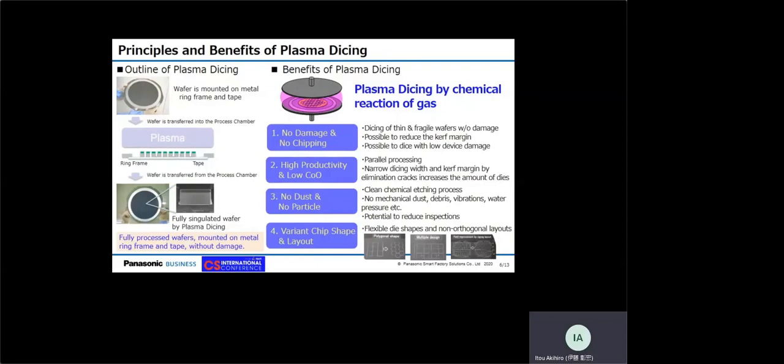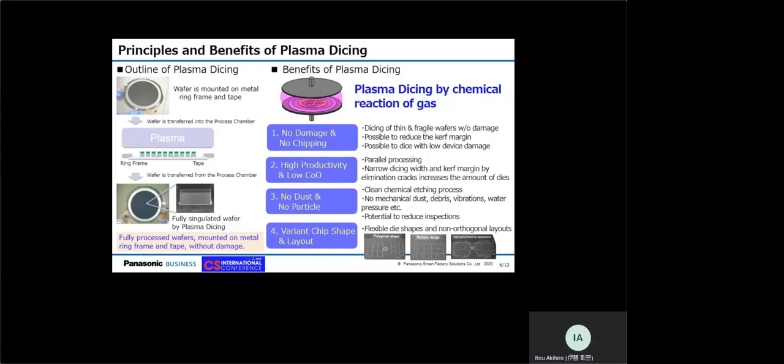The benefits of plasma dicing are shown on the right side. The plasma dicing process uses chemical reaction of gas. The first benefit is that there is no damage or chipping by using plasma dicing. The second is that high productivity and low cost of ownership are achieved. The third is that this process is dust and particle free. Finally, variant chip shape and layout as shown in lower right pictures can be achieved.